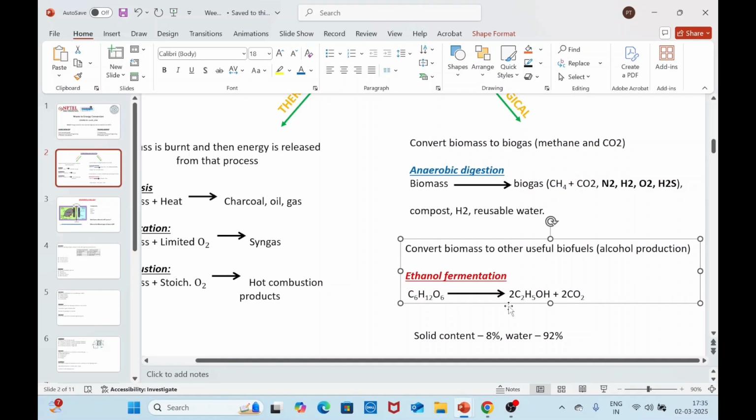So this ethanol, what you are going to do is mix it with gasoline, and that is going to be used in your vehicles and other places where you use fuels for energy production.